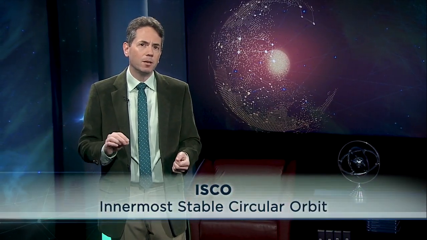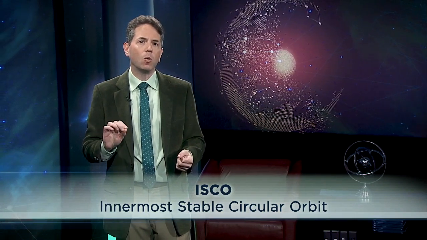This is a famous result in general relativity. It's called the ISCO, the innermost stable circular orbit. The ISCO, for a non-rotating black hole, turns out to be 3 times the Schwarzschild radius. For a rotating black hole, the ISCO can be larger or smaller depending on which way it's rotating.